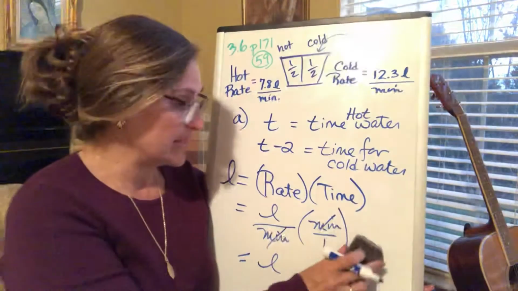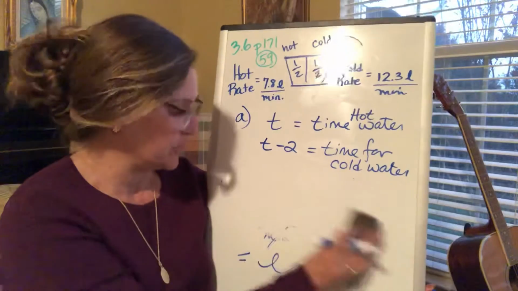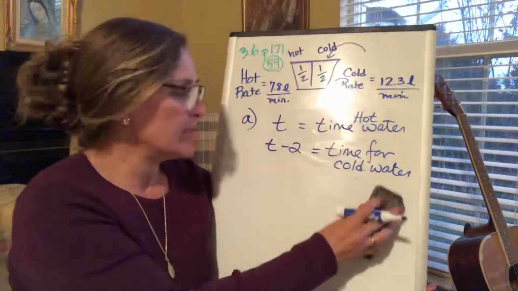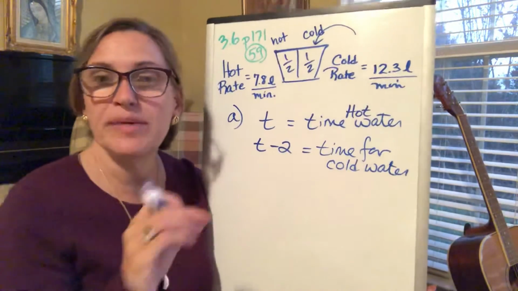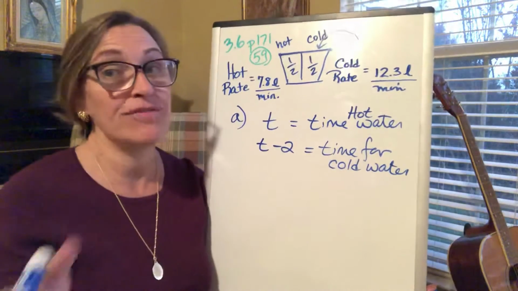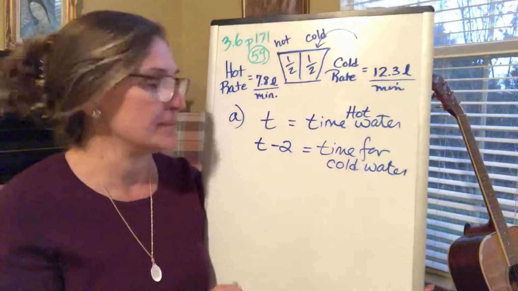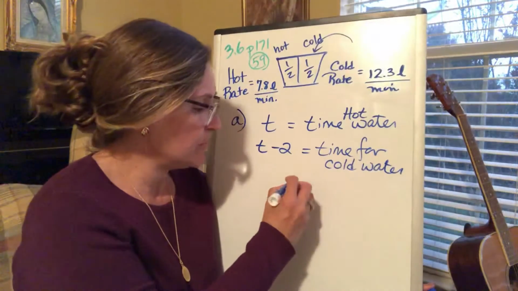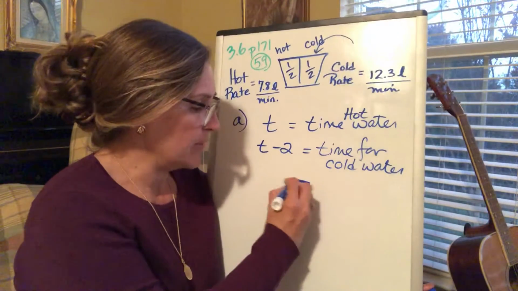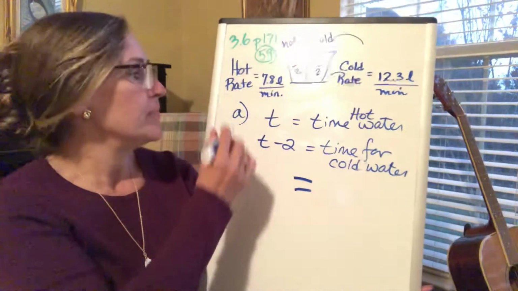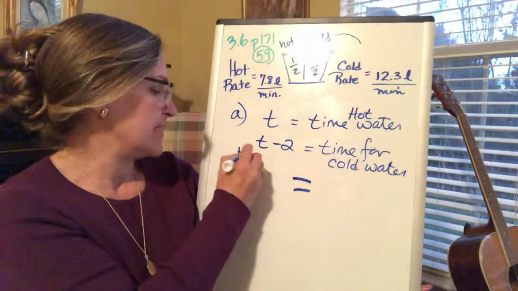And what we really need to do with those then is set them equal to each other. Because when they're equal to each other, it means that it'll be a half and half mixture, half hot, half cold. Okay, so there'll be equal amounts. So we're going to take those two formulas with the rate times the time. Let's do it for the hot water on this side.